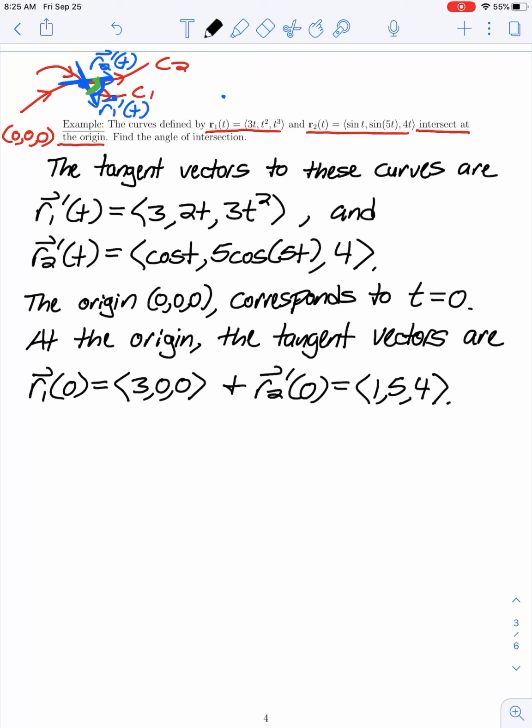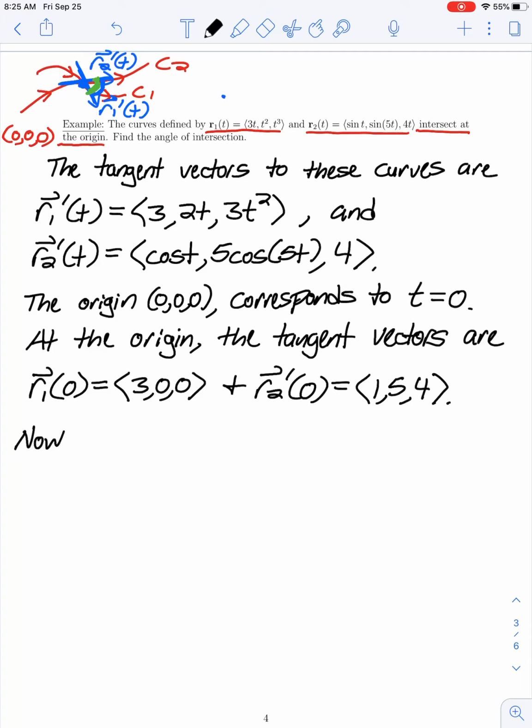So once I have these two tangent vectors, to get my angle of intersection at this point, I would find the angle between these two tangent vectors. So I need to determine the dot product of these two vectors and their magnitudes in order to use our angle between two vectors formula.